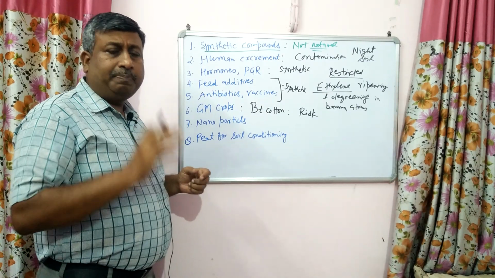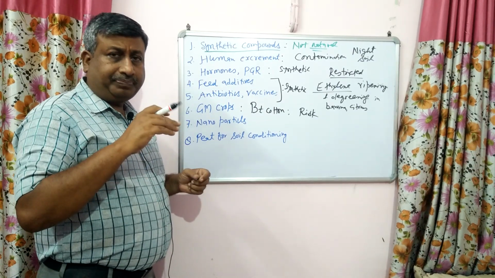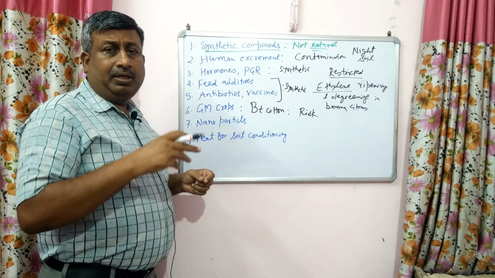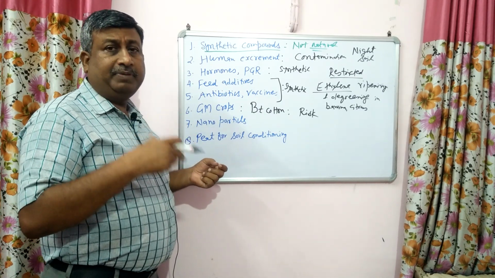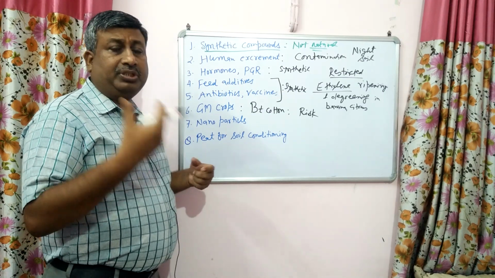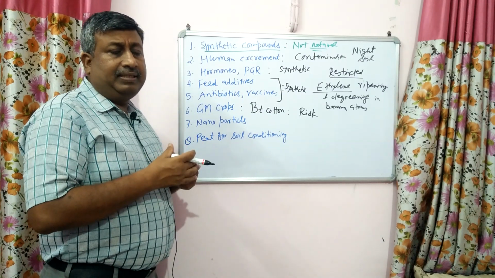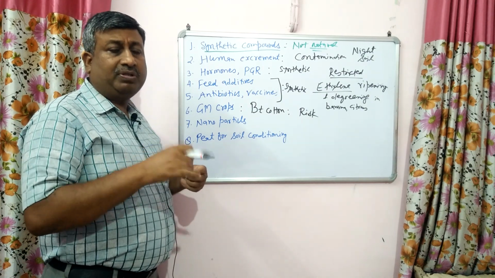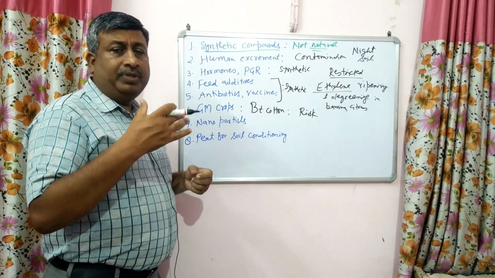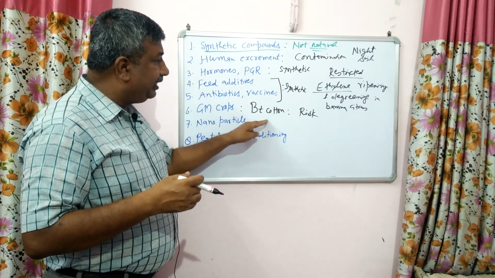So there are four principles of organic farming: principle of health, principle of ecology, principle of fairness, and principle of care. So care for future generations. So if there is any risk, then any material, any compound, any technology which has risk for the future generation is not allowed. So that's why Bt cotton is not allowed.